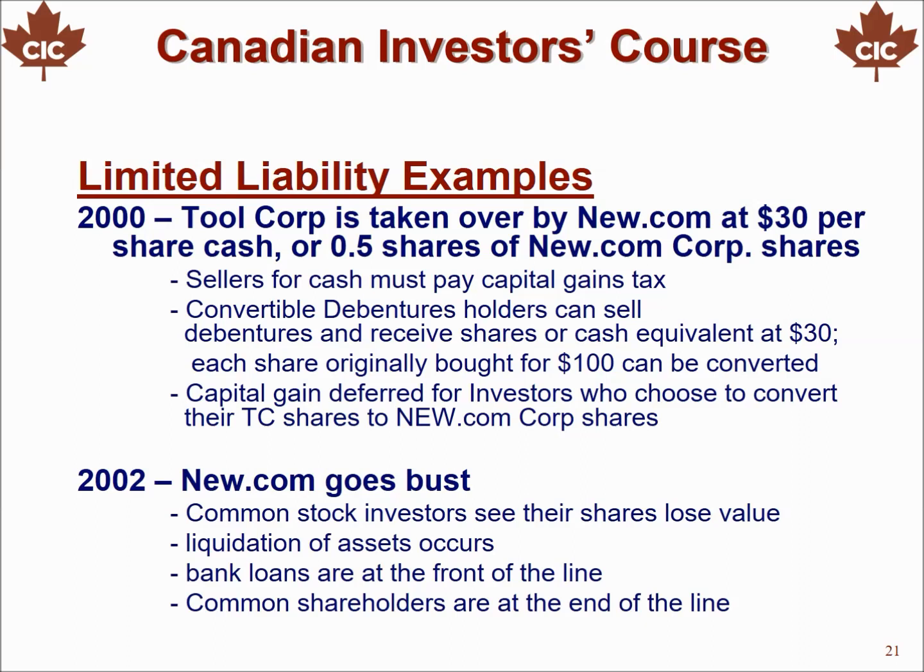In 2002, new.com goes bust. The common stock investors lose their investment. The liquidation of assets occurs. Bank loans are at the front of the line. Common shares holders are at the end of the line.